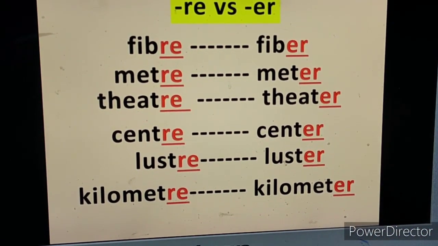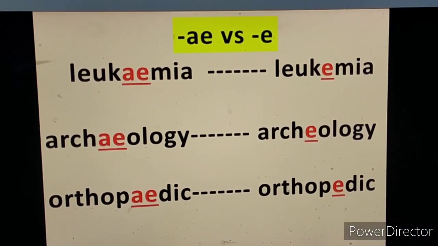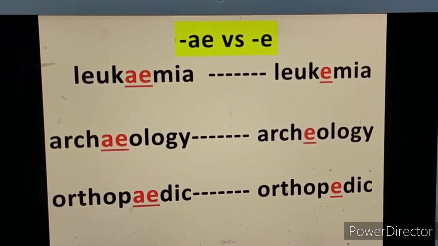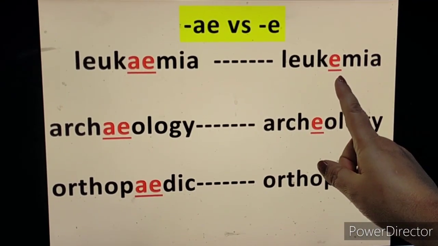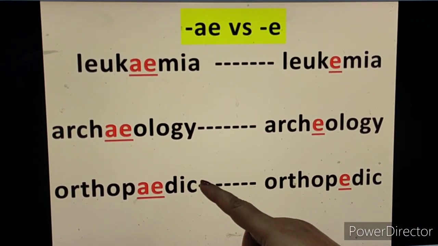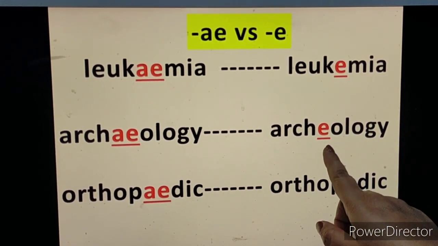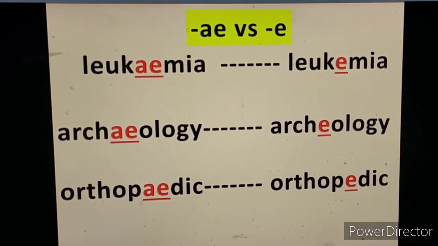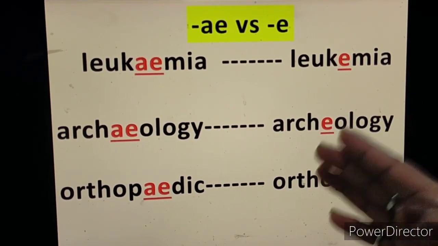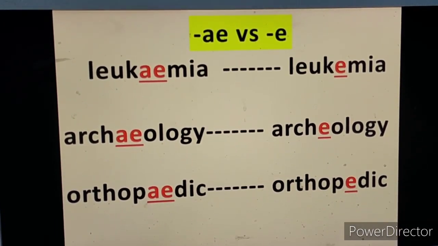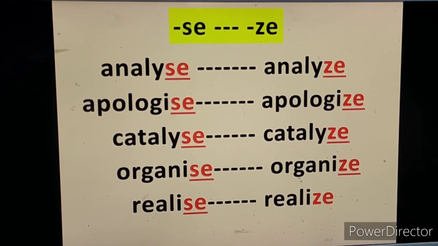RE becomes ER. You need to remember one. As I told you, the other one follows. The third rule there: AE will become single E. Like the word leukemia will become without the E here. Or archaeology will become without the A here. Archaeology similarly without the A here. Or orthopedic will become without the A here. So this is the third rule. AE of the British English becomes E of the American.